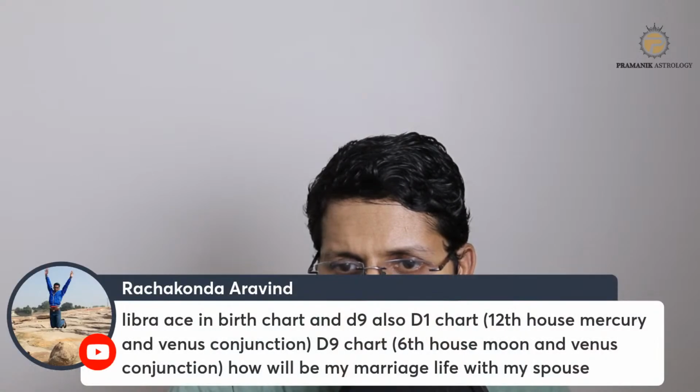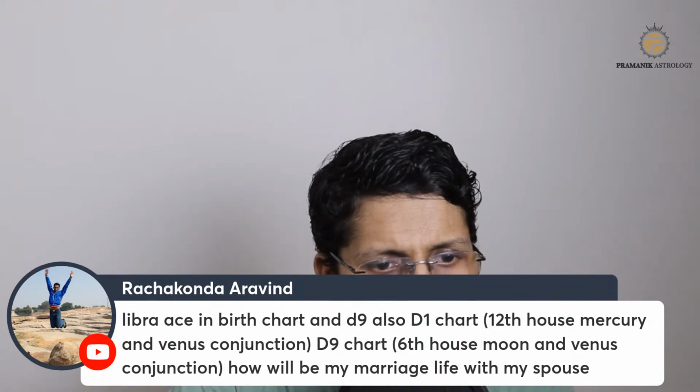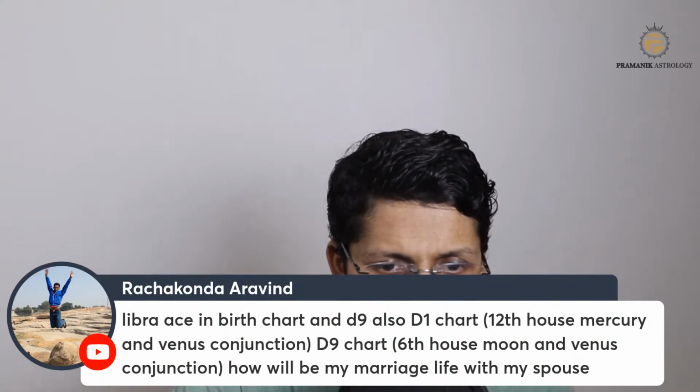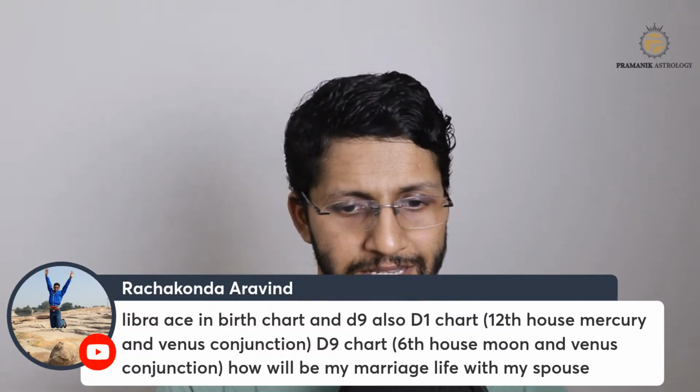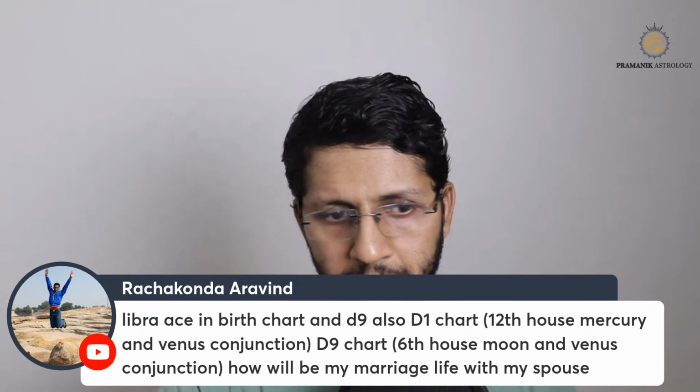Now, any question around this? Libra ascendant in birth chart and D9 also. D1 chart, 12th house Mercury and Venus conjunction, D9 chart, 6th. Do you have any question around the retrogression? I would address them.